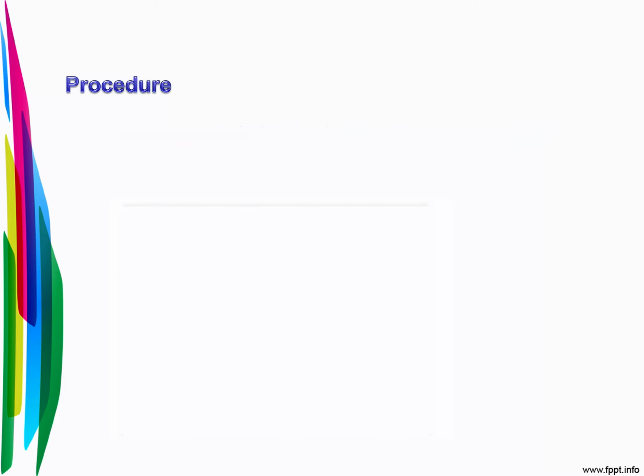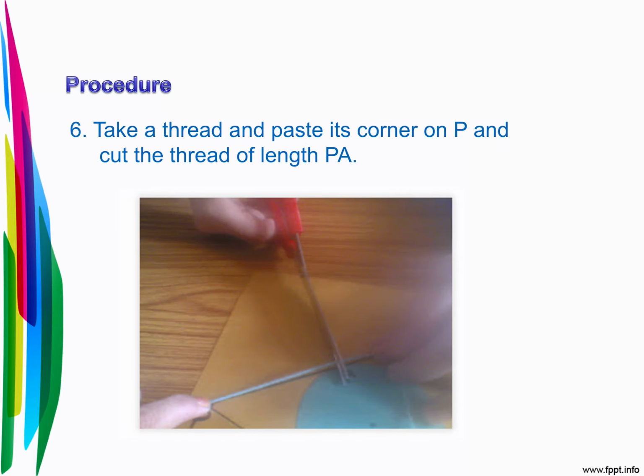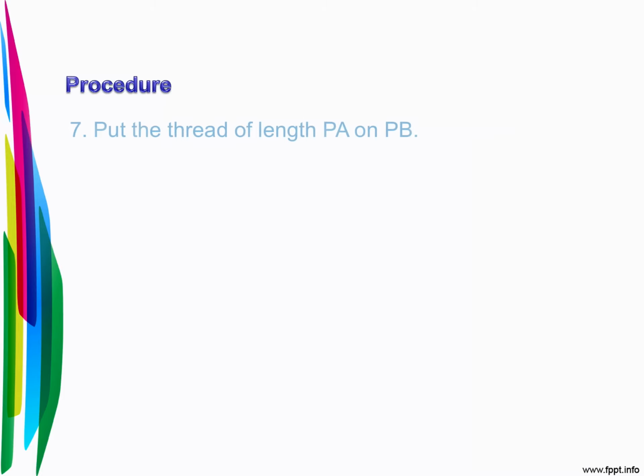In the next step, now I have to verify that these two are equal. So I will take a piece of thread and paste it at the point P. And I will cut the thread such that it is of length PA. You will cut the thread such that the length of the thread is equal to PA. Put the thread of length PA on PB.